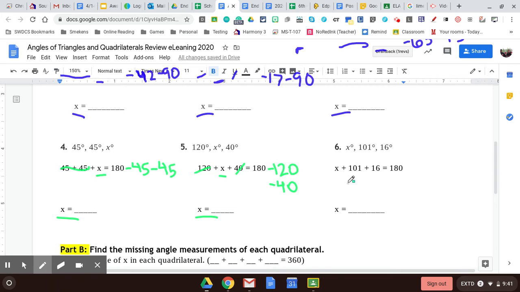Great job. Last one for triangles. I have three angles, so that must be a triangle, which means it must add up to 180. I do the opposite operation of addition, so I must subtract. So I have 180 minus 101 minus 16, which cancels out them on this side, so I'm left with x. What is x for number six?